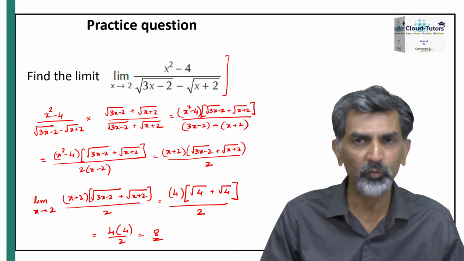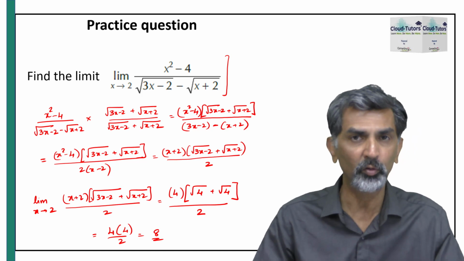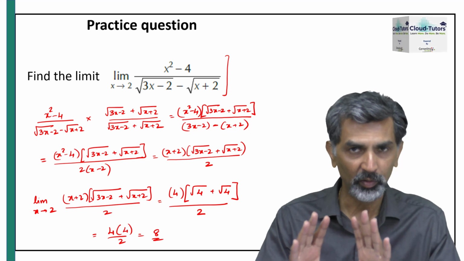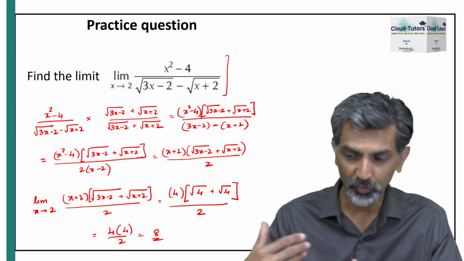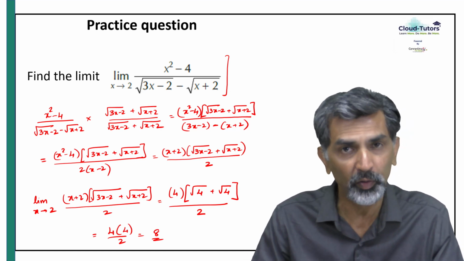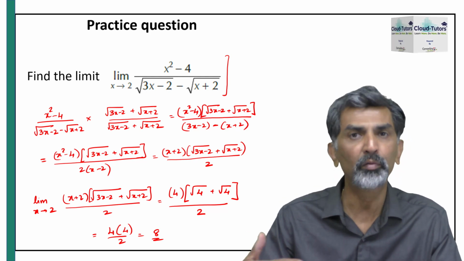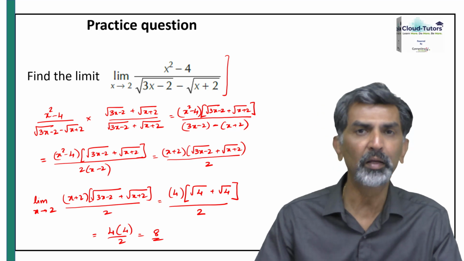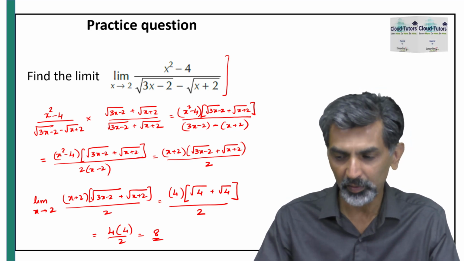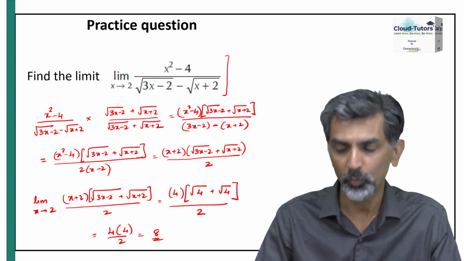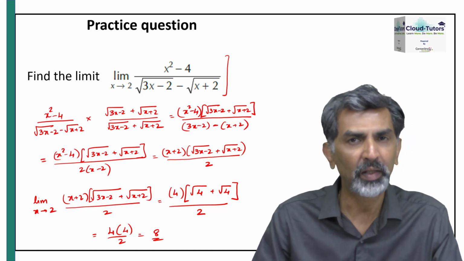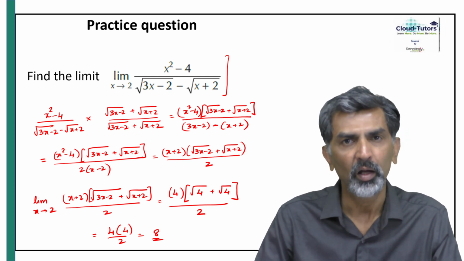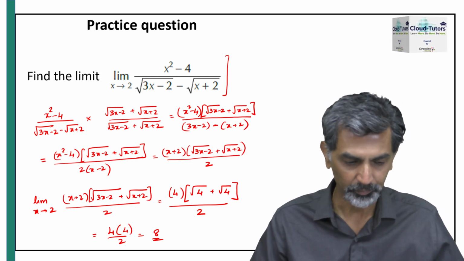So once again, before we could substitute the value x is equal to 2 in the expression, we had to simplify it so that the expression is defined. If you substitute x is equal to 2 in the very first step, then the denominator is undefined. So you can't do that. So we had to rationalize the denominator by multiplying it by its conjugate. And once we did so, we could then substitute x is equal to 2 in the expression and get the answer. So that's that.